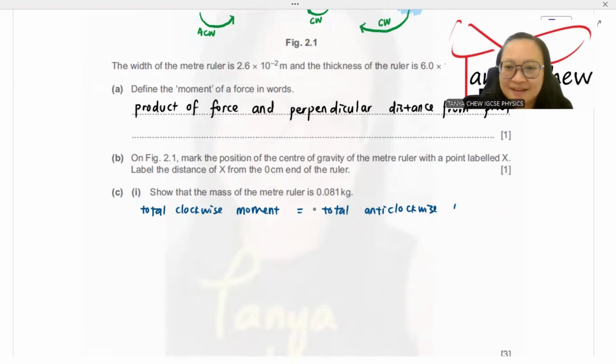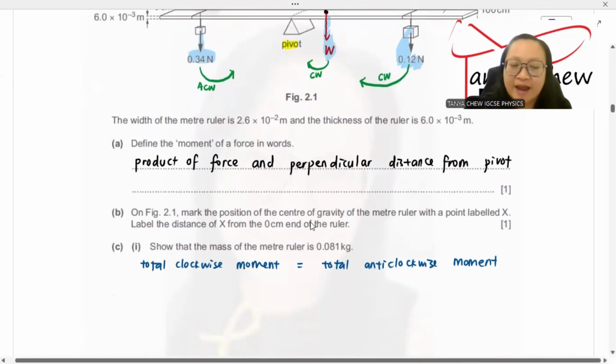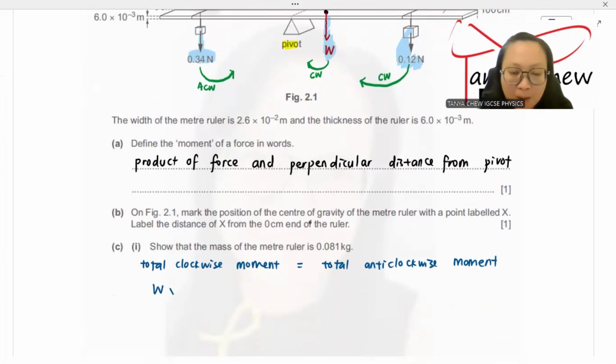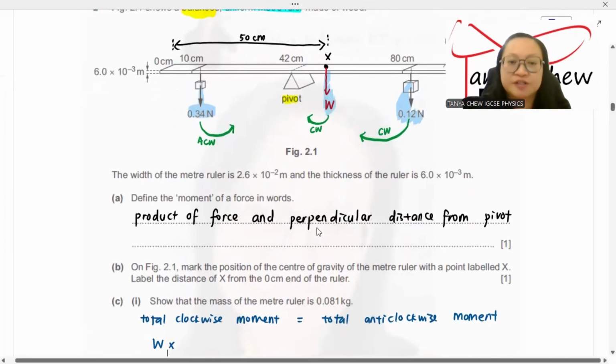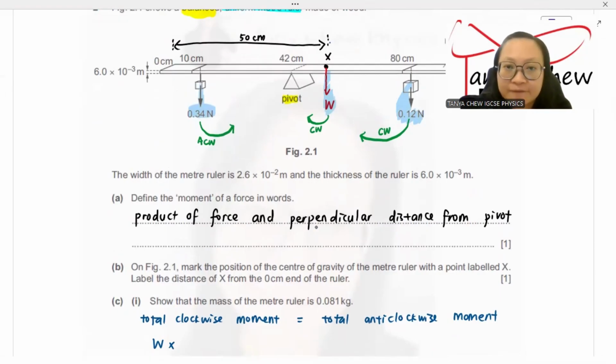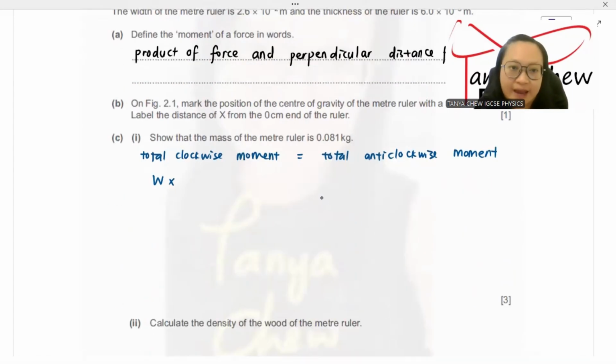Clockwise moment. Total clockwise moment, I have W, which is the force, multiplies by perpendicular distance from the pivot. Since X is at the 50 cm mark and the pivot is at the 42 cm mark, you just take 50 cm minus 42 cm, and you get 8 cm. I'm not going to change that to meter. It doesn't matter because all the distances are measured in cm. So I'm going to just leave it like that.